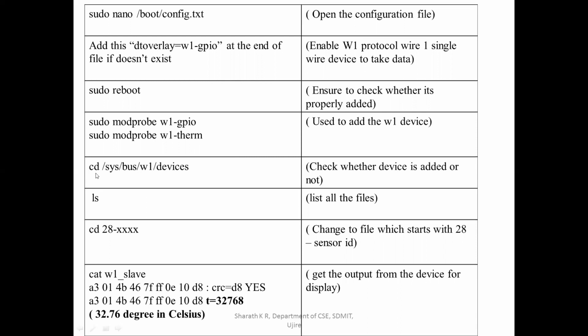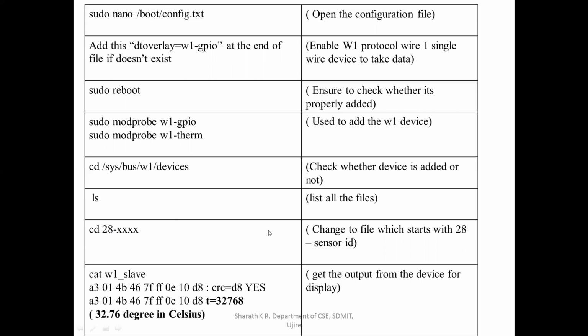Therefore, we have to change the directory to the devices folder, and the corresponding path would be /sys/bus/w1/devices. Once we go into this directory, we list all the files that start with 28, followed by a hyphen and the sensor ID. Upon executing the ls command, it gives a list of files which start with 28, and we are interested in only those directories which begin with 28.